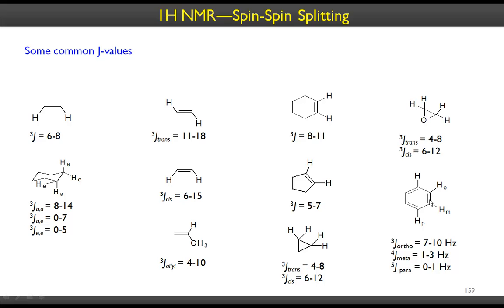This is 1 bond away. This is 2 bonds away. 3 bonds away. 3 bonds away is almost 0. That means it doesn't couple, right? In the aromatic ring, they are held in a fixed position. Probably they have residual coupling, small couplings. But in other cases, there are negligible splitting patterns with the distance.